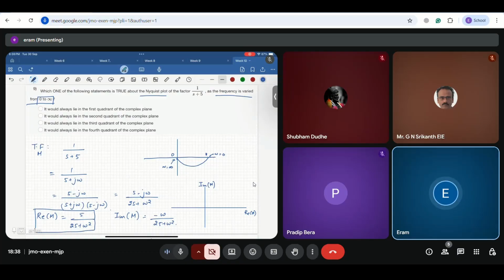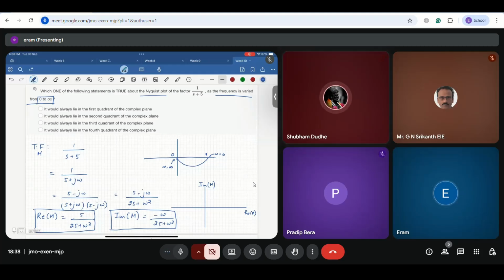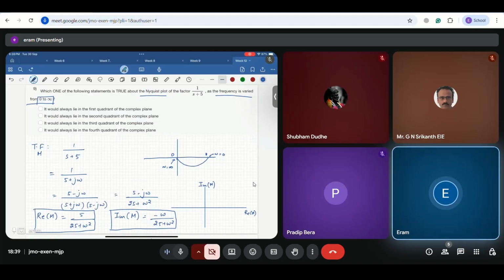And what about the imaginary part? If you vary omega from 0 to infinity, that is, omega is always positive, then this imaginary part will always be negative because you have the minus sign here. So for every omega, your real part is going to be positive and your imaginary part is going to be negative. Which quadrant has this property? It is the fourth quadrant, because in the fourth quadrant you have the real part always positive and the imaginary part always negative.